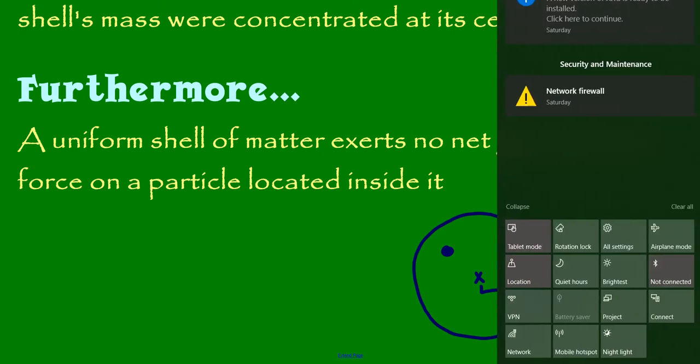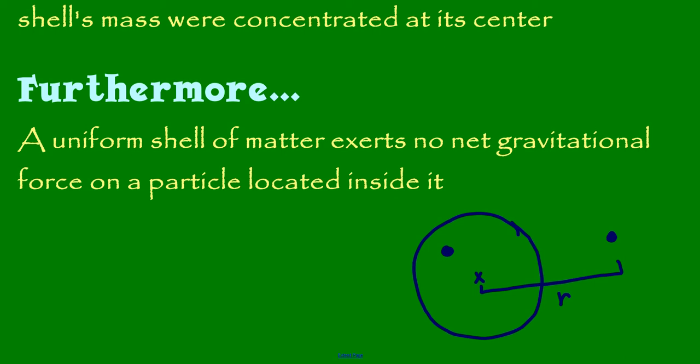That makes a little bit of sense if you think about it, because a little piece of that shell that's right here would be exerting a fairly large force since it's close. Remember, it points toward it, so it would be exerting a force this way. But then that force would be canceled out by the lots of pieces of matter that would have those Y components located over here. So that's why there's no net gravitational force inside the shell.